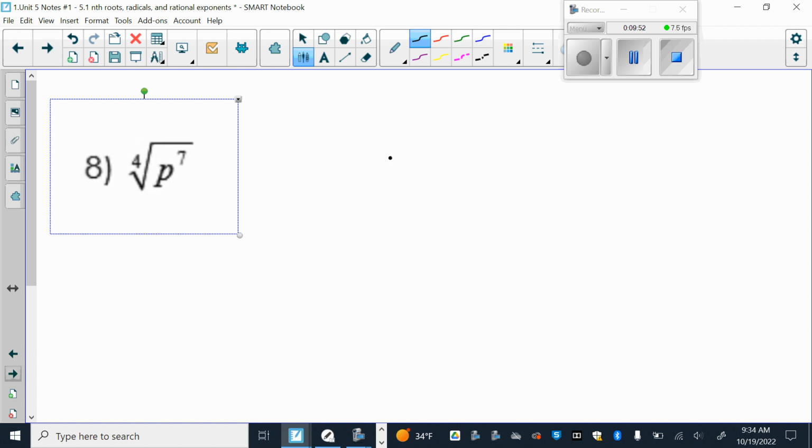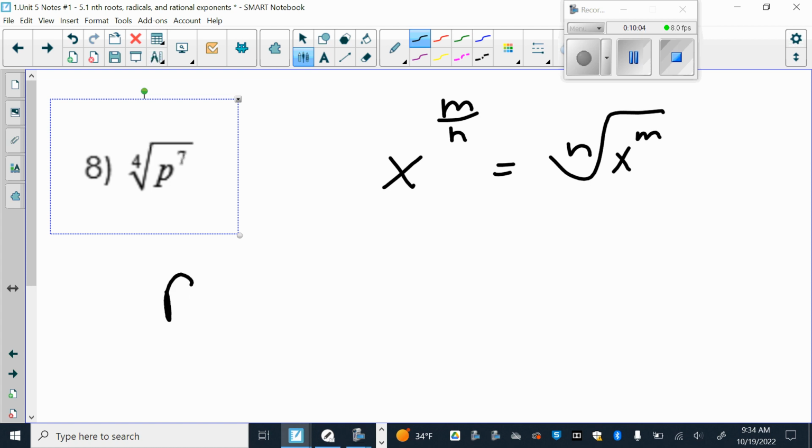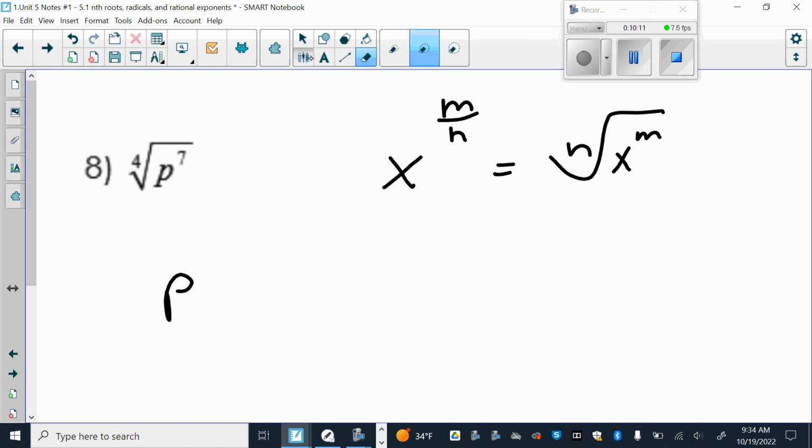Similarly, on number 8, remember x to the power of m over n is the same thing as the nth root of x to the power of m. So I can rewrite the fourth root of p to the 7th as p to the power of 7 over 4. Clean that up, make it look a little bit better. 7 over 4.